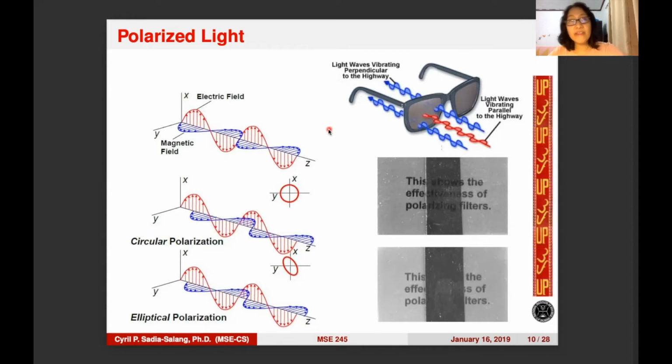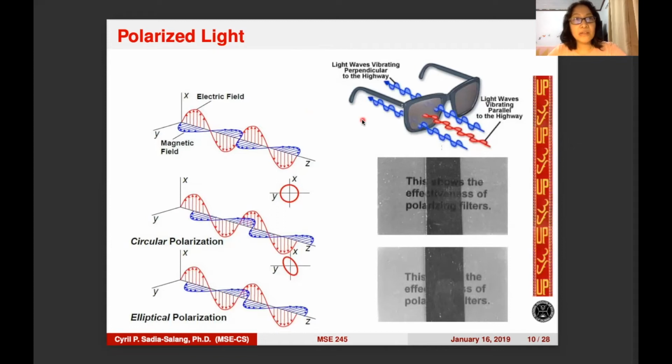And so to prevent glare, you wear sunglasses with polarizing filters oriented in the vertical direction, okay, to block the light polarized parallel to the ground.